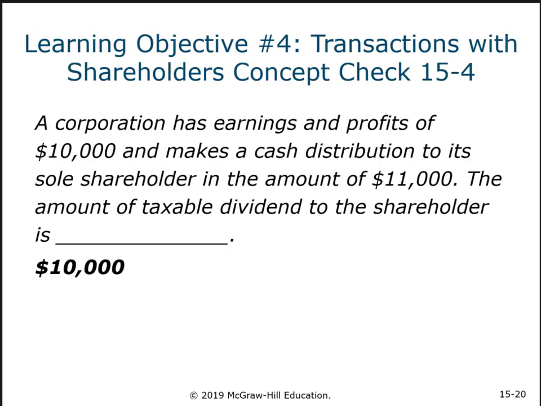So, a corporation has earnings and profits of $10,000, makes a cash distribution to its sole shareholder in the amount of $11,000. The amount of taxable dividend to the shareholder is $10,000. The other $1,000 would be a return of their original basis, whatever that was. If their original basis was $20,000, that would now go down to $19,000 for the future.